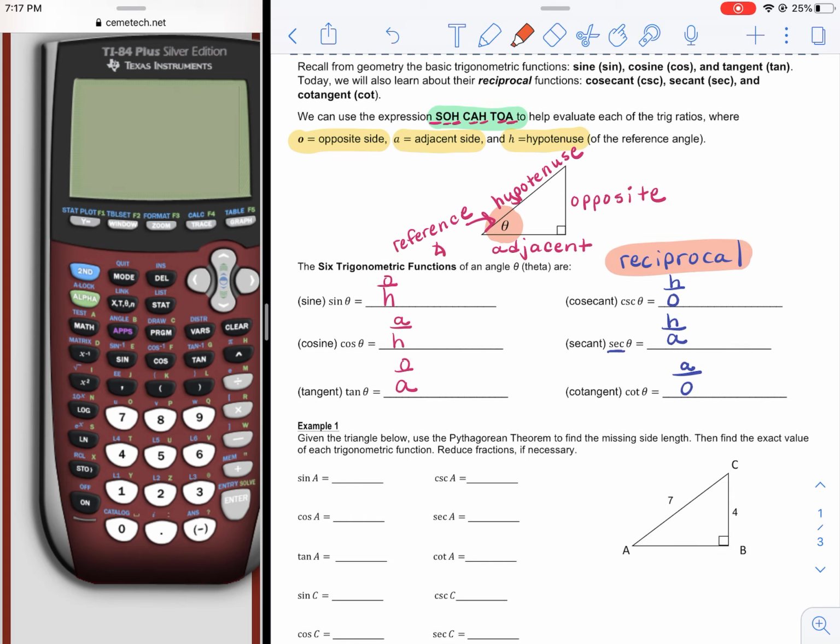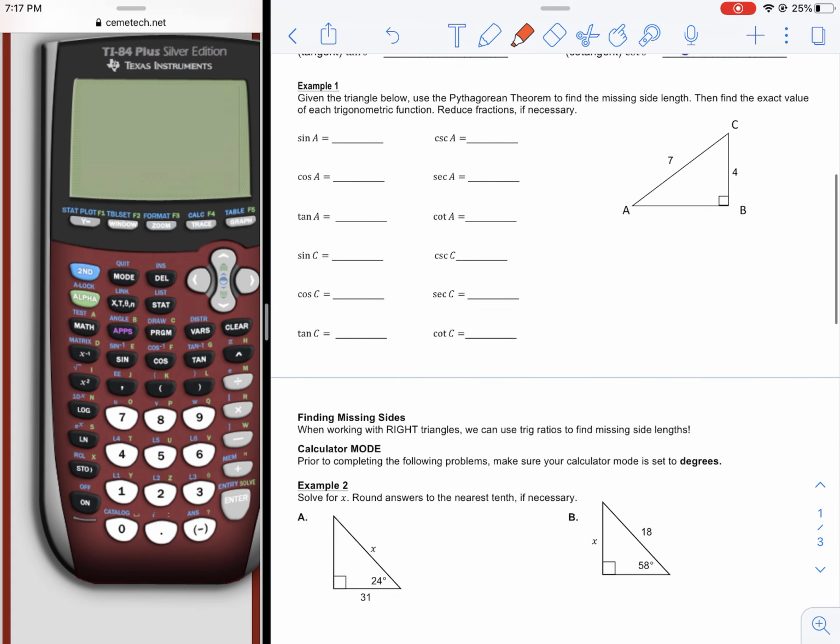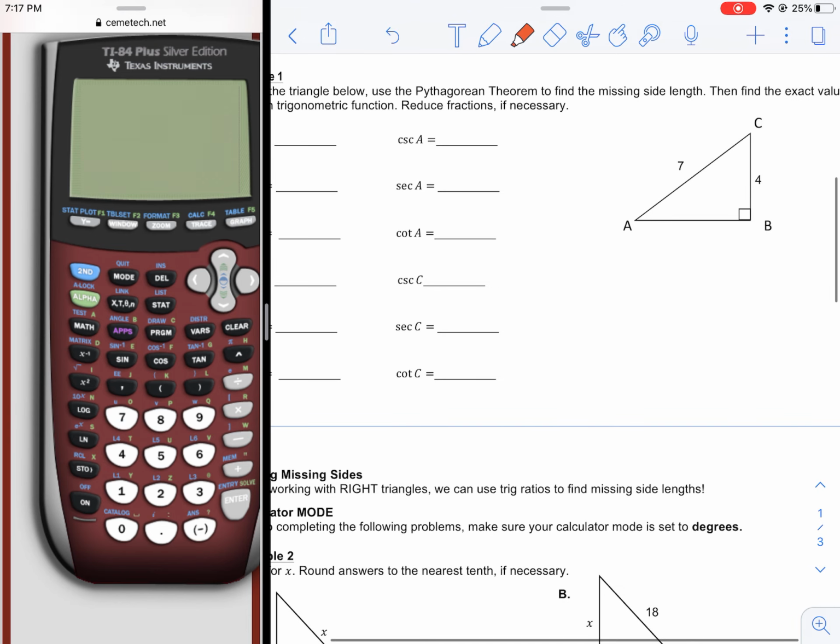You're going to be asked to find all 6 trig functions given a right triangle. Let's take a look at a big example. We have this triangle ABC, and we're asked to evaluate all 6 trig functions for angle A and angle C. If you look at your triangle, you'll notice that you're missing one of the sides. If we want to find all 6 trig functions, we need to know all 3 sides. Since I have a right triangle, I can use the Pythagorean theorem to find the 3rd side.